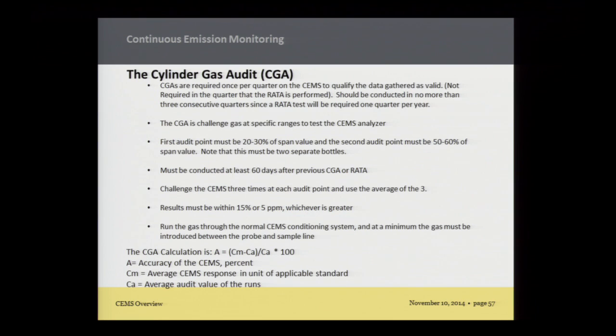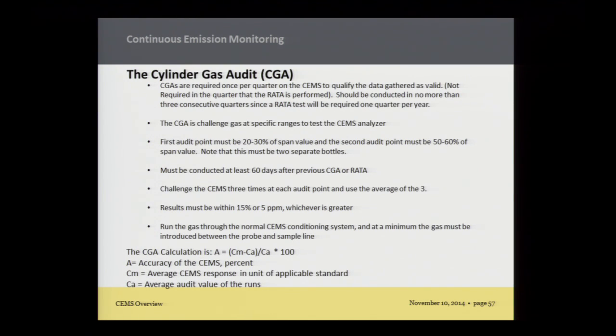It must be conducted at least 60 days after the previous CGA or RATA. So, you know, you've got to kind of schedule those so that you leave yourself enough time that you don't get up against the quarter, but they've got to be at least 60 days apart from either the RATA or the CGA before you go do another RATA or CGA to qualify the system.